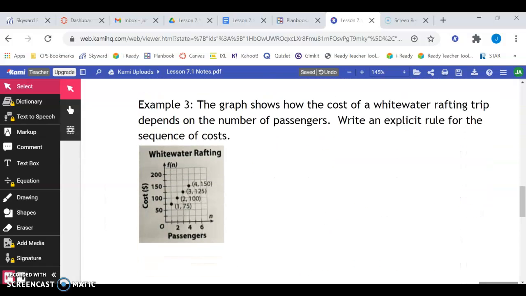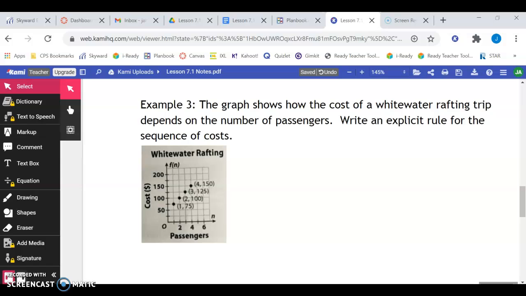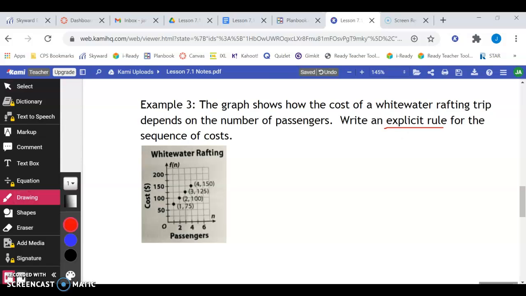All right, in example 3, the graph shows the cost of a whitewater rafting trip depends on the number of passengers. Write an explicit rule for the sequence of costs. So this is just an explicit rule here. So our generic form of an explicit rule is f of n equals f of 1 plus d times n minus 1. So let's plug in what we know.